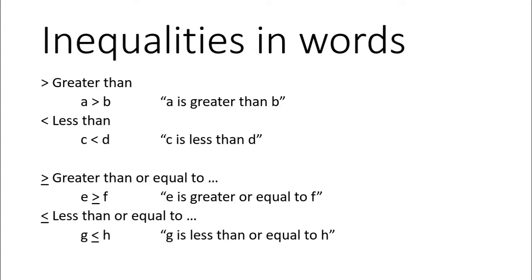So that means G is less than or equal to H. Going on to combined inequalities, this is where we've got more than one critical value, that is more than one boundary value. And as you see, I've combined them together to show what values B falls between.